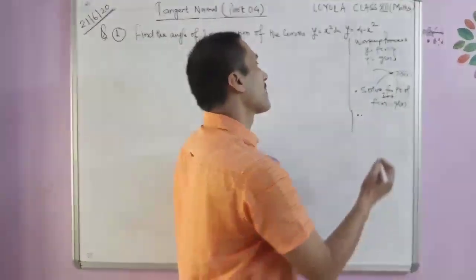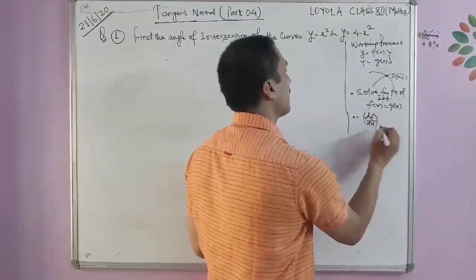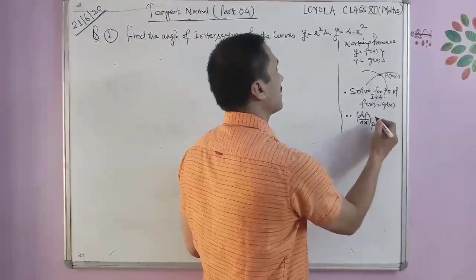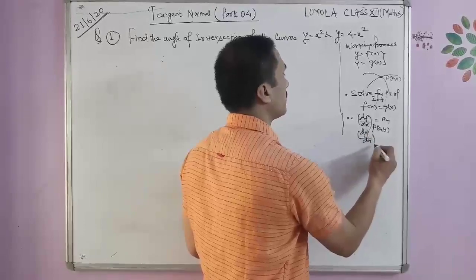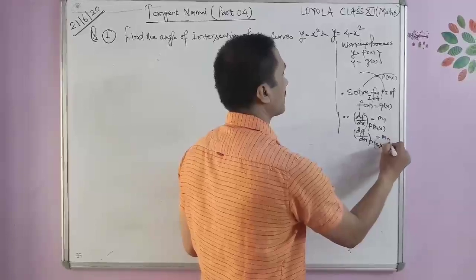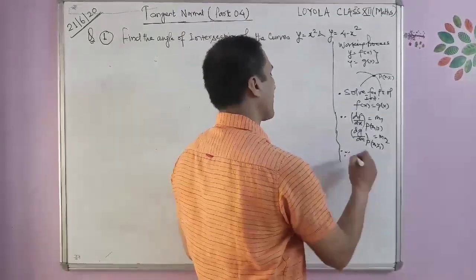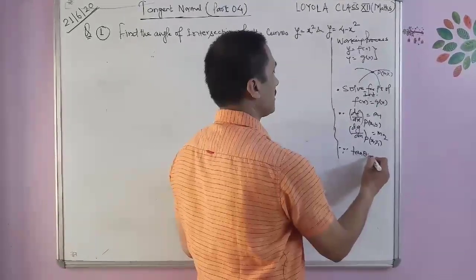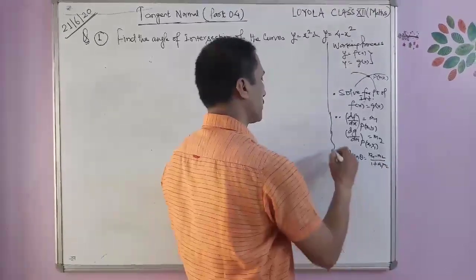Second step, we differentiate the first function with respect to x at the point of intersection, assuming it m1. Again differentiate the second function with respect to x and find its value at the point of intersection, assuming it m2. And thirdly, if the angle between tangents is theta, then tan theta equals m1 minus m2 divided by 1 plus m1 into m2.